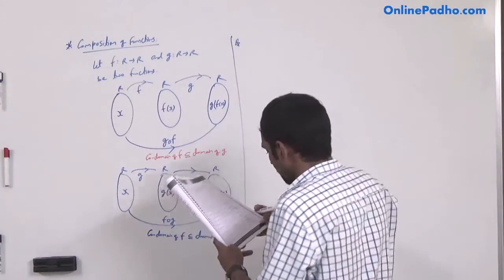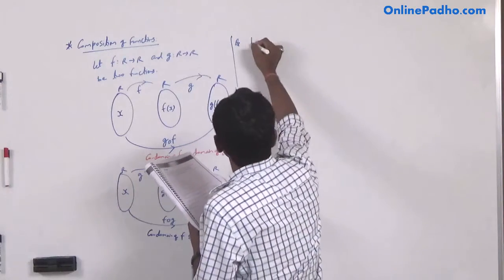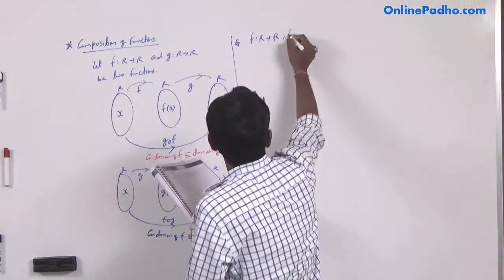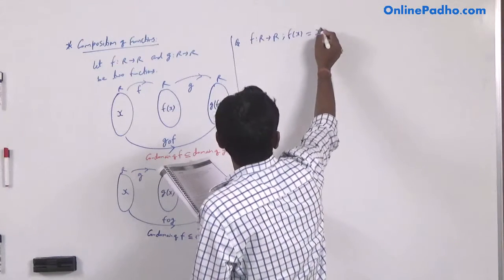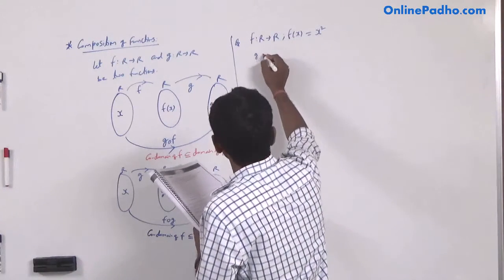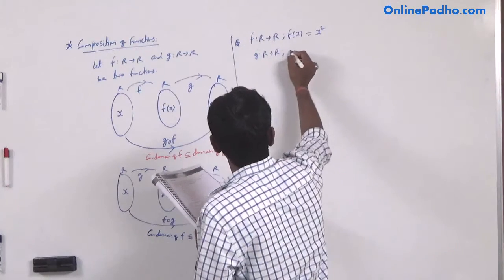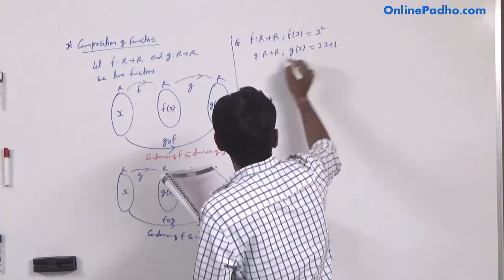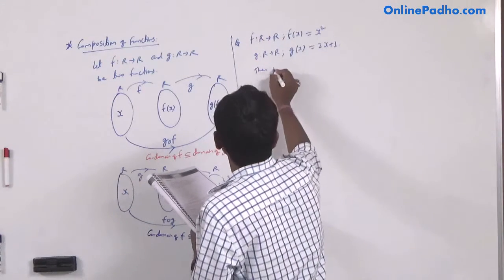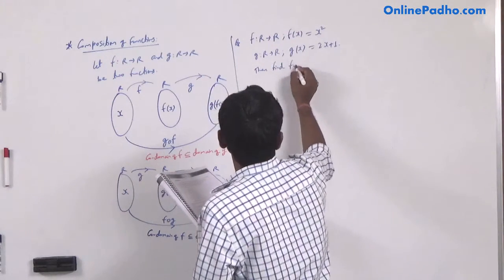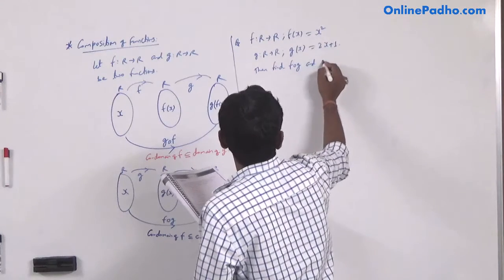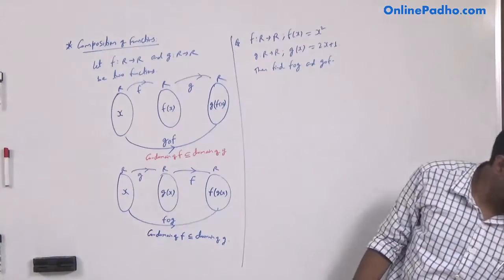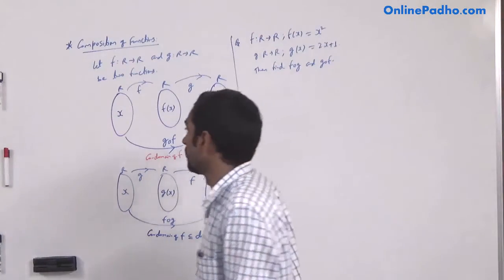Let R be the set of real numbers. f is a function from real numbers to real numbers where f(x) equals x squared, and g is also a function from real numbers to real numbers where g(x) equals 2x plus 1. Then find f∘g and g∘f, and also prove that f∘g is not equal to g∘f.